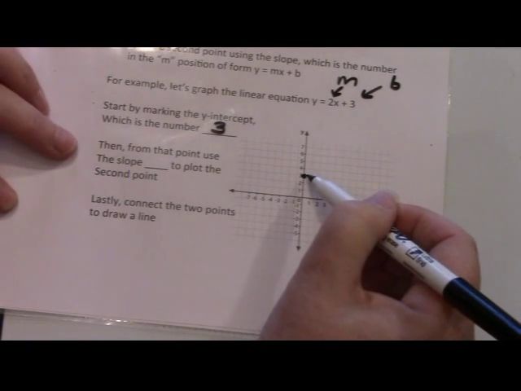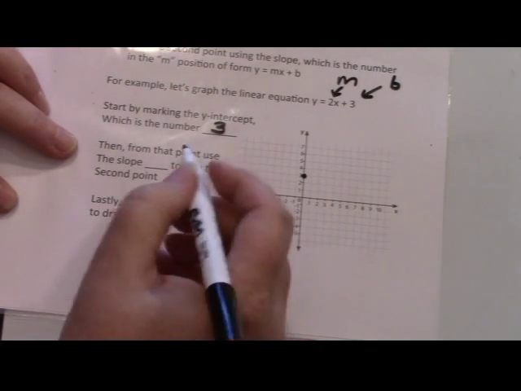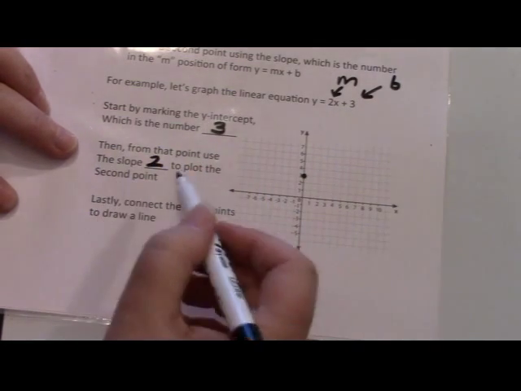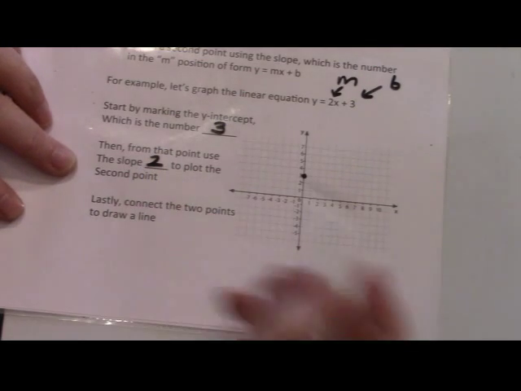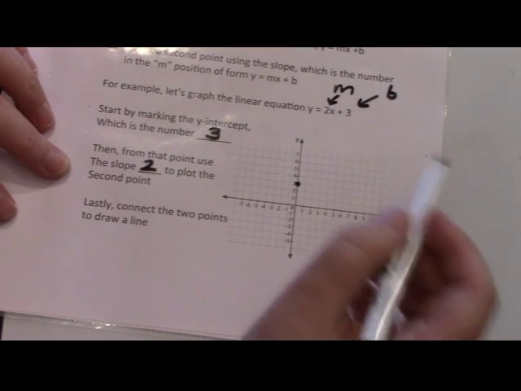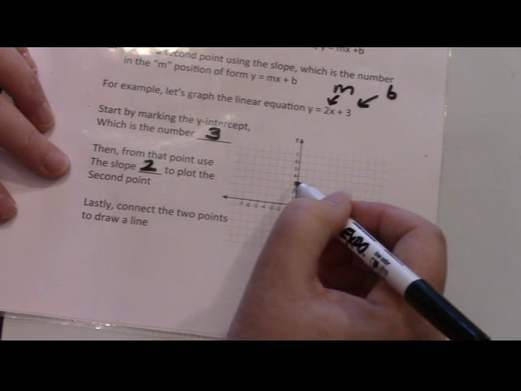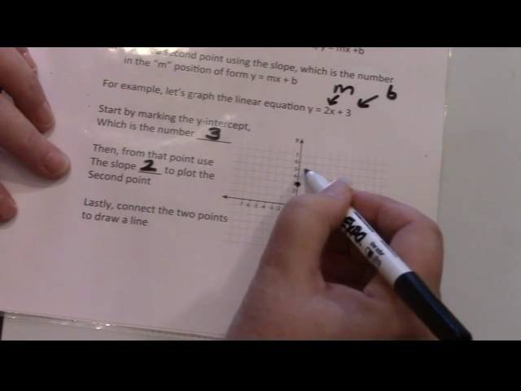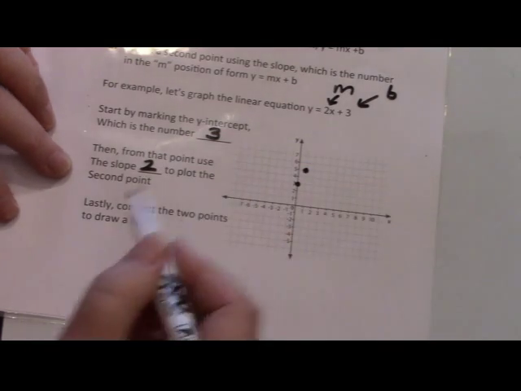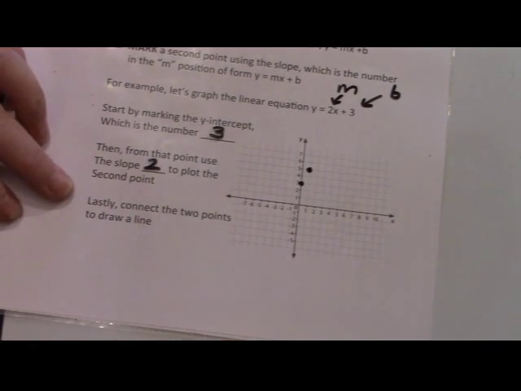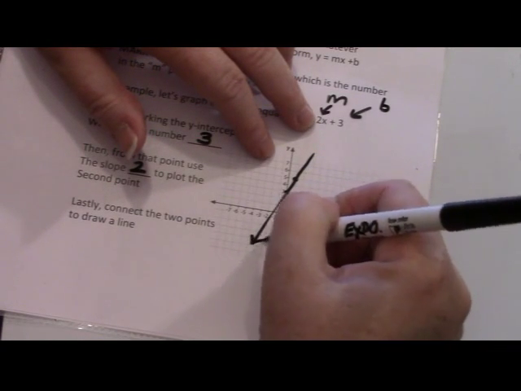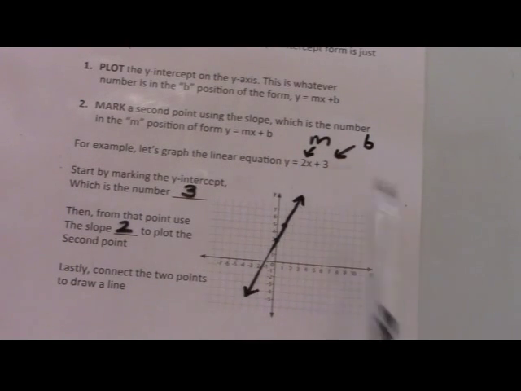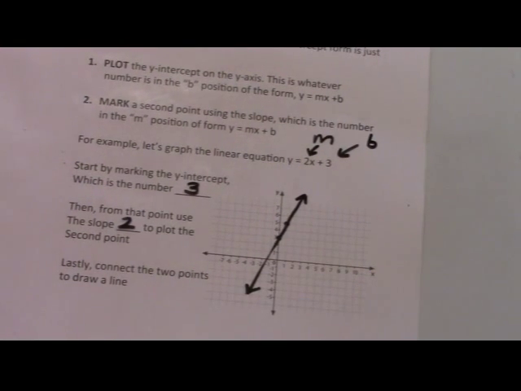Then from this point, we're going to use the slope, which is 2, to plot the second point. So when we have a slope of 2, and we'll go over this again also in more detail, it means we're going to go up 2 and to the right 1. Lastly, we connect those 2 points and we've drawn our line. So this equation, y equals 2x plus 3, looks like that.